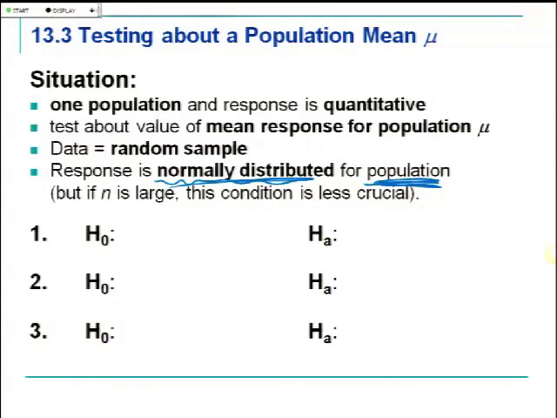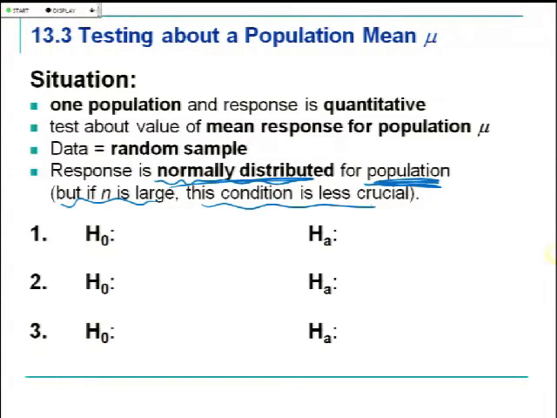Because if my population has a normal model for that response, no matter what sample size I take out, the sample mean, x bar, will be normal too. That's the sampling distribution of the sample mean. We have this little caveat at the end. If your sample size is large enough, though, that normal model for your population isn't quite as crucial of a condition. And why is that?